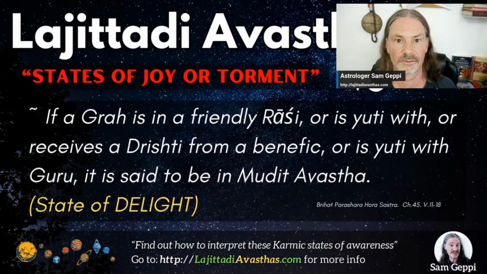But that is definitely one of the more joyful Lajittadi Avasthas. There's the Garvit, the proud, and then there's the delighted. But again, there's a difference. And again, you have to examine why. Is it in the state of delight, in Mudit Avastha, because it's in a friendly Rashi, again with a friend, or is it joined with or receiving the drishti from a benefic, or is it because it's joined Guru? Because there are some ways that things can be delighted, but Guru might be a functional malefic, like, for example, with Venus. So they might be delighting in things where they need a different focus, for example.